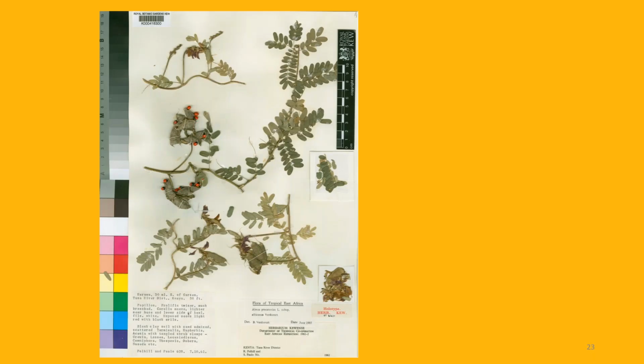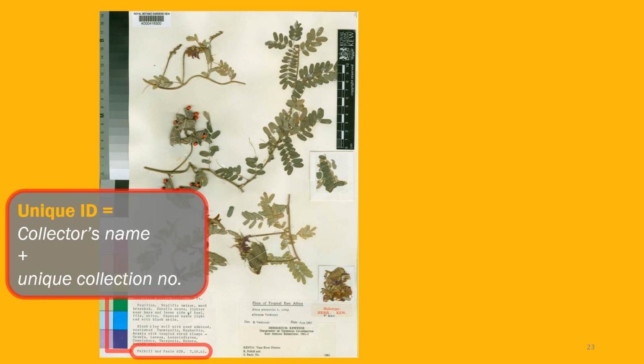And this specimen from Kew's herbarium was collected by an old erstwhile colleague of mine, Roger Polhill, and an African collaborator. And they named this Polhill and Paulo 629, and that uniquely identifies that particular collection. They may have made duplicate collections, in which case they would have been stored in African herbaria or possibly European herbaria, and all of them would have held that same unique identifier, Polhill and Paulo 629.